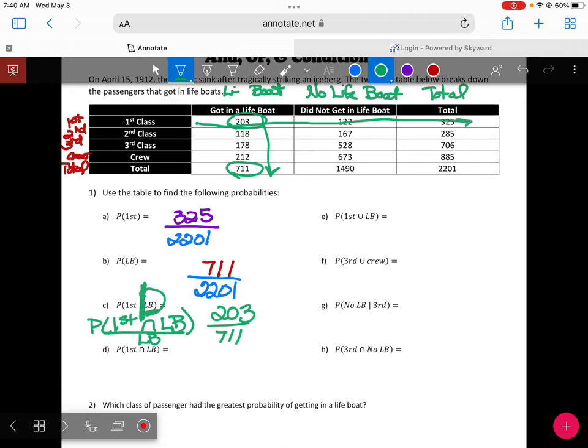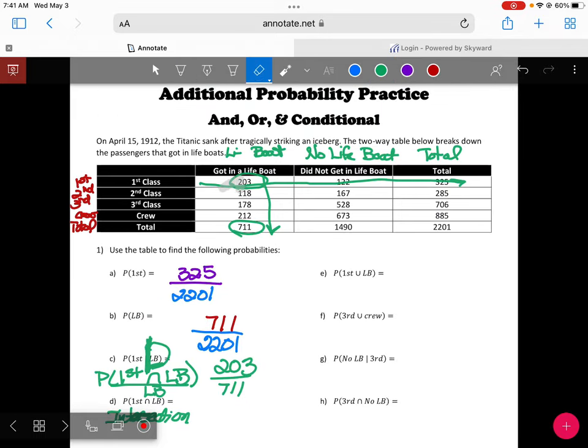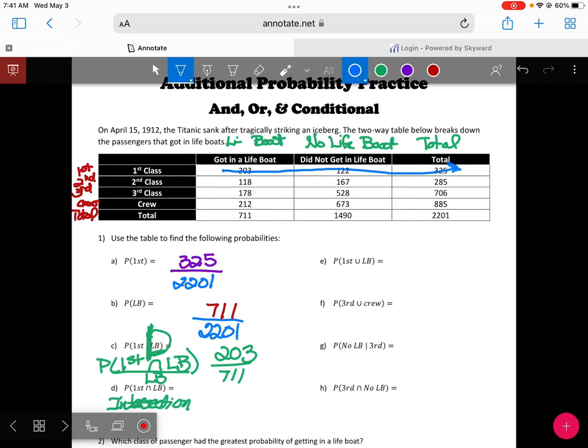All right, so let's go to letter D. What is the probability? Ooh, is that first and lifeboat or is that first or lifeboat? It's and. Looks like an N. First and lifeboat. Lifeboat, not lightboat. First and lifeboat. And means we're looking at an intersection. So find your first. Let me erase this. First class. And the lifeboat.